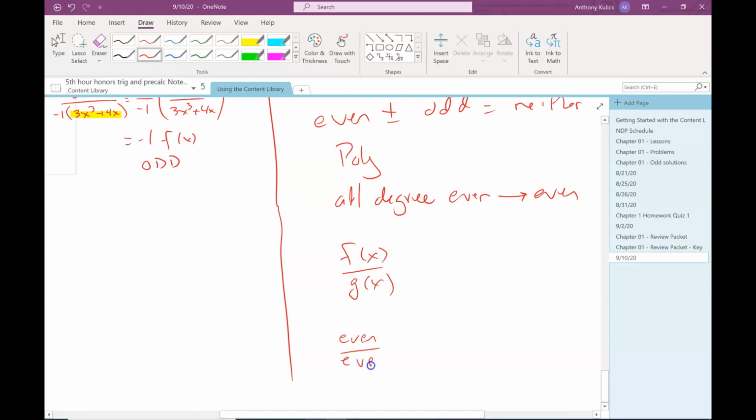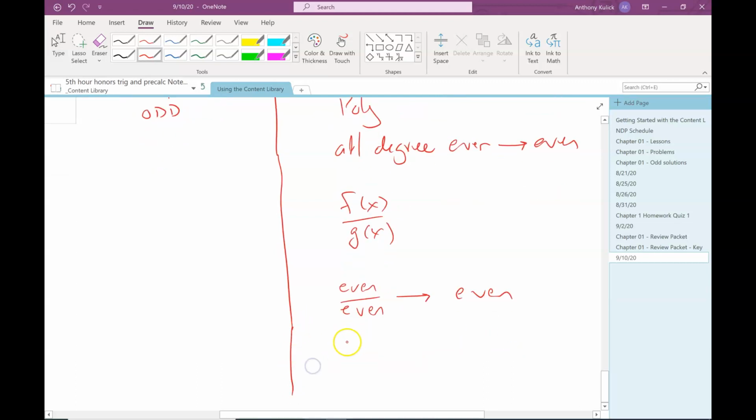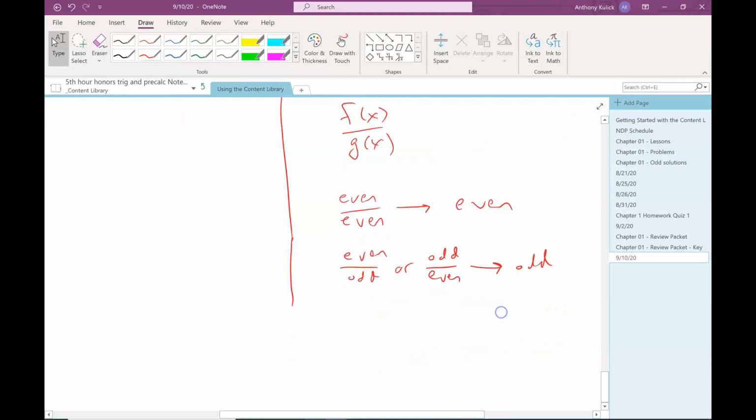Well, hopefully it wouldn't be surprising that even over even gives me even. If you have even over odd or odd over even, that's going to turn out to be odd. What's maybe a little bit surprising is that odd over odd gives us even. Let's prove this one. That's probably the surprising result.